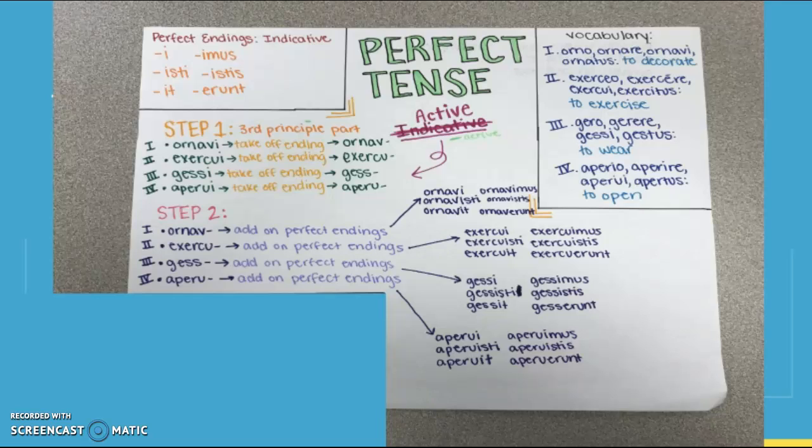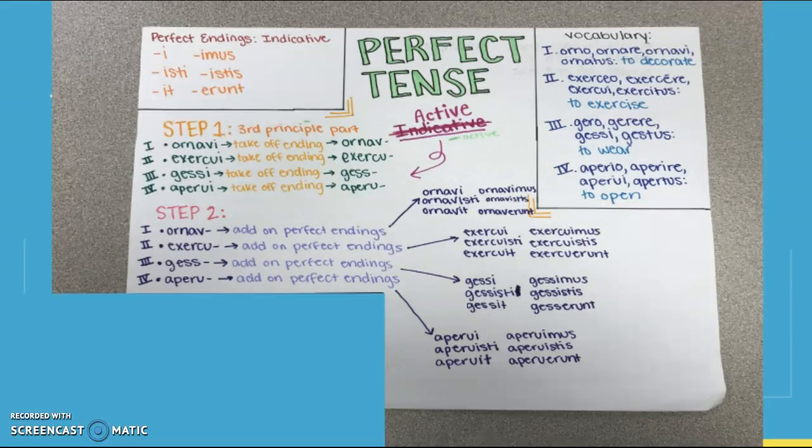So for orno, ornare, we would have ornawi, ornawisti, ornawit, ornawimus, ornawistis, ornawerunt. For exercio, we would have exercui, exercuisti, exercuit, exercuimus, exercuistis, exercuerunt. It continues like this for the rest of the declensions.